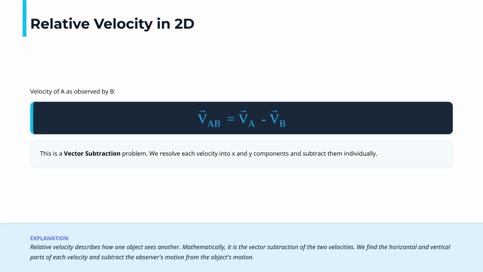Relative velocity is a vector subtraction problem. We find the relative motion of A as observed by B by resolving each velocity into components and subtracting the observer's motion from the object's motion.